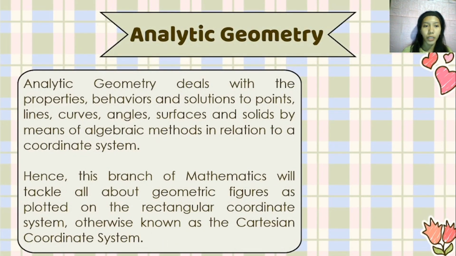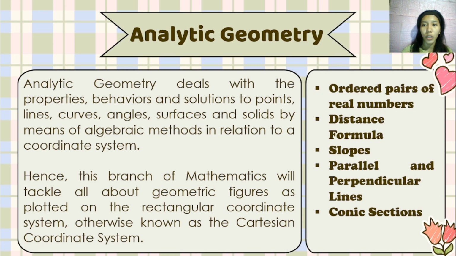So when we say analytic geometry, it deals with the properties, behaviors, and solutions to points, lines, curves, angles, surfaces, and solids by means of algebraic methods in relation to a coordinate system. Hence, this branch of mathematics will tackle all about geometric figures as plotted on the rectangular coordinate system, otherwise known as the Cartesian coordinate system. So in this video, we will focus on the ordered pairs of real numbers, distance formula, slopes, parallel and perpendicular lines, and we also have conic sections.